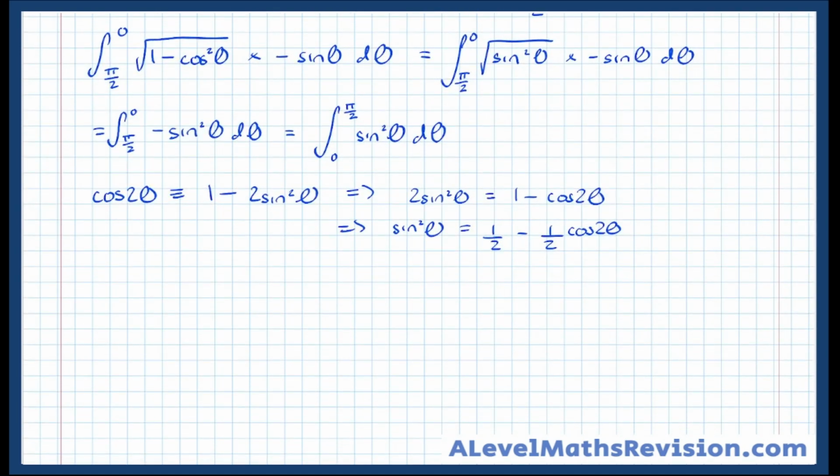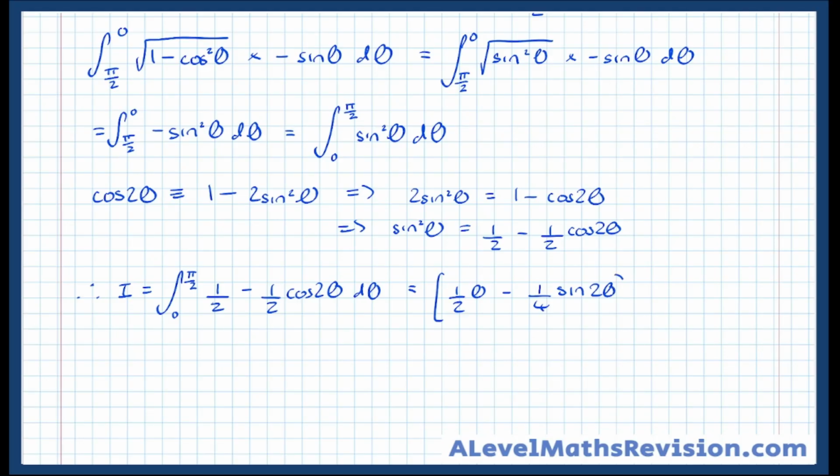Okay, so now our integral becomes the integral between pi over 2 and 0, and instead of sine squared theta we've got 1/2 minus 1/2 cos of 2 theta d theta, and we're ready to do the integral. So a half integrates to a half theta, and a half cos 2 theta becomes a quarter of sine 2 theta between pi over 2 and 0. Then put the limits in.